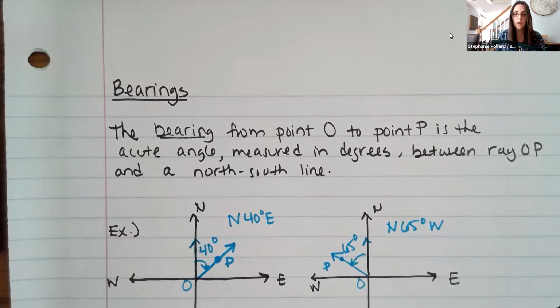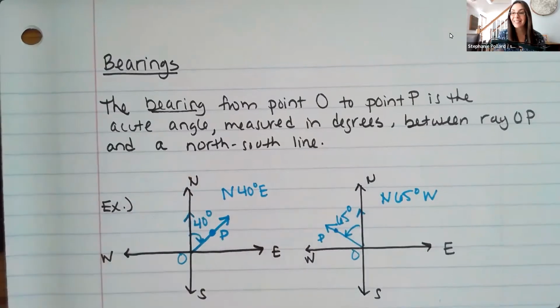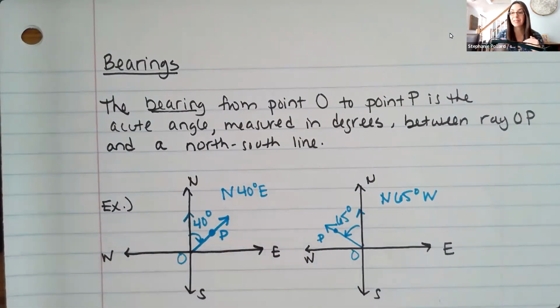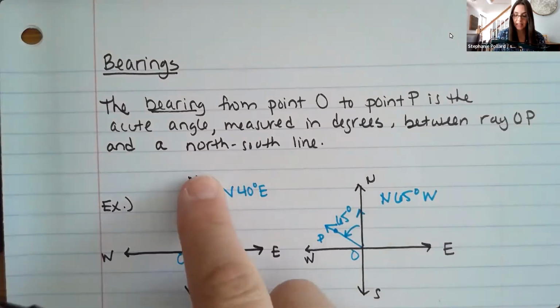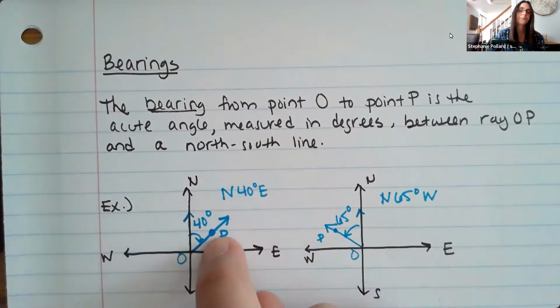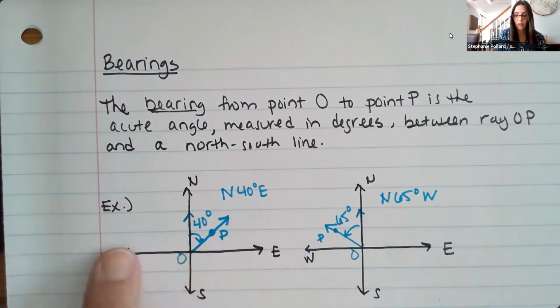So here are a couple different angles. Notice that instead of using X's and Y's on our axes, we're using north, south, east, and west. N is for north, S for south, E for east, W for west. Let's say you have an angle coming out here with a point P. Your bearing is always in reference to a north-south line, so to that kind of Y-axis, not necessarily to the east axis.